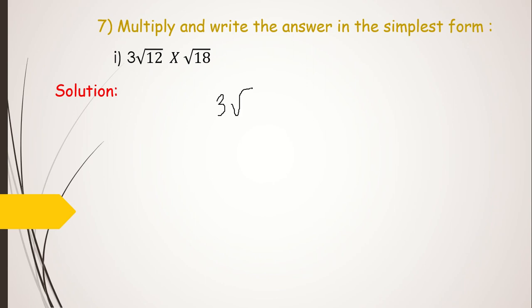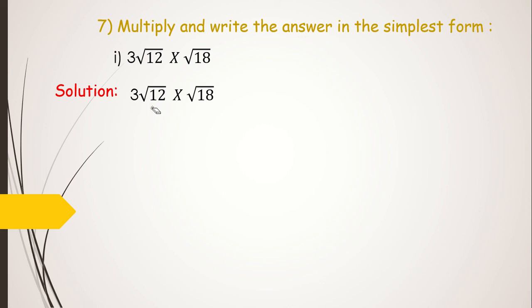So 3 root 12 into 18 is 216. So one way to do it is just get the answer like this, then simplify. We want to find the answer in simplest form. So simplify this 216 and get it into simplest form. Find its factors and see. But if you are finding that difficult, then what we can do is simplify it here itself.